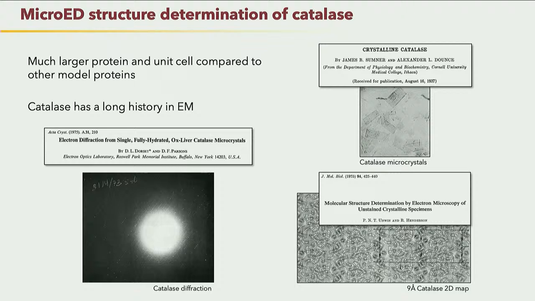And it wasn't until I think the mid-80s when they finally grew bigger, thicker crystals for X-ray that actually solved the structure for catalase. So this was kind of like, oh, wouldn't it be funny if we could use MicroID to solve the structure of catalase from these crystals they had way back in the 30s?